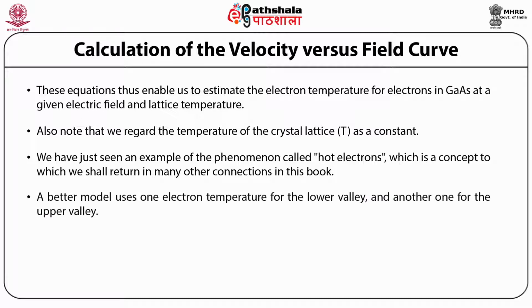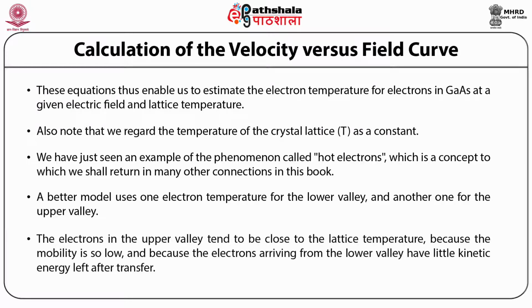So a better model uses one electron temperature for the lower valley and another one for the upper valley. The electrons in the upper valley tend to be close to the lattice temperature because the mobility is so low and because the electrons arriving from the lower valley have little kinetic energy left after transfer.